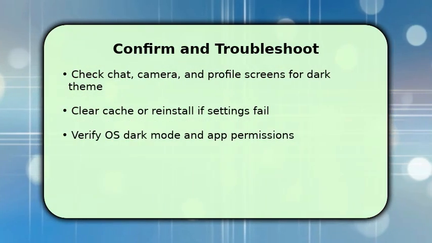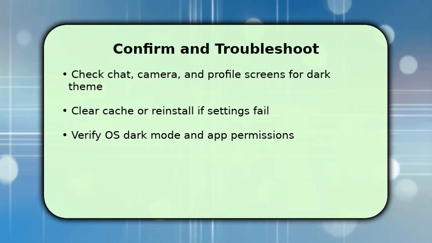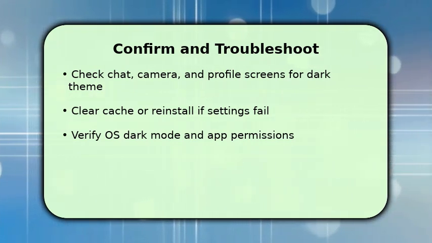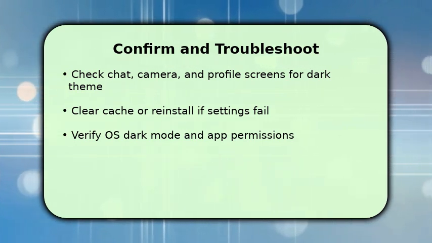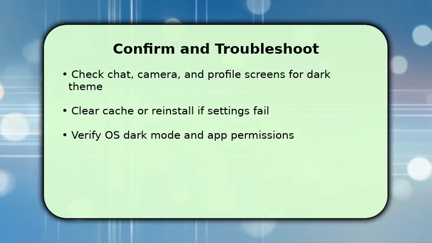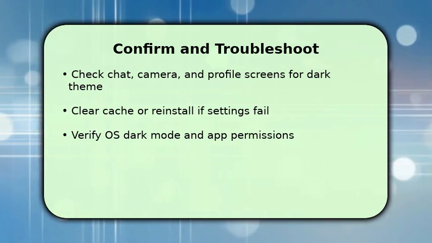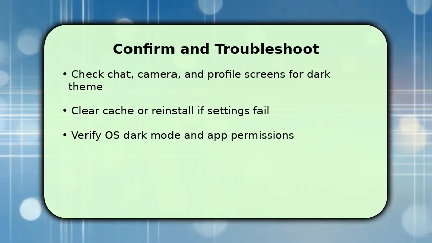Finish by scanning the chat list, camera view, and profile screen to confirm dark mode applied consistently across Snapchat. If appearance didn't change, clear Snapchat's cache from settings or uninstall and reinstall the app to reset preferences. Also verify your device's OS dark mode and display settings. Match system needs OS level dark mode enabled.